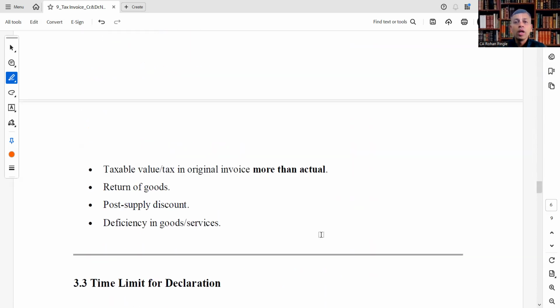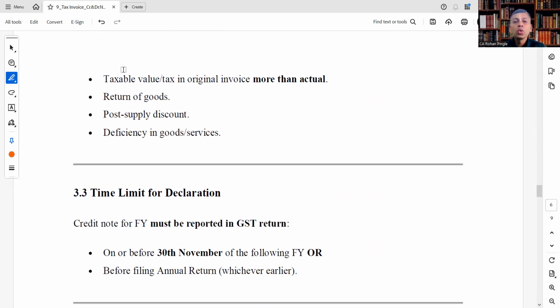When is it issued? When the taxable value or tax in the original invoice is more than actual, and we need to bring it down: return of goods, post supply discount, and deficiency in goods or services. In all these cases, the tax invoice amount is getting reduced. It is not going upward, it is going downward. In the case of a debit note, the tax invoice amount needs to go upward, therefore we issue a debit note.